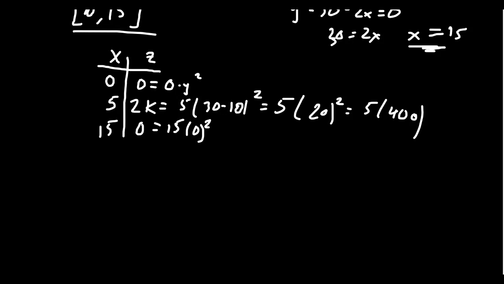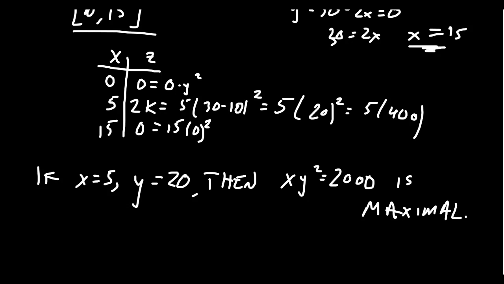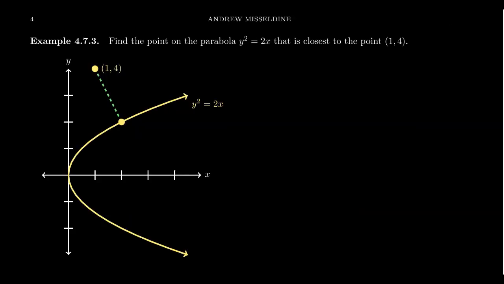So notice if x equals 5 and y equals 20, these are non-negative numbers, so that 2x plus y equals 30, then xy squared equals 2000 is maximal. It's always a good idea with a story problem to finish it up with a sentence. It's a story problem, it should have a story solution.